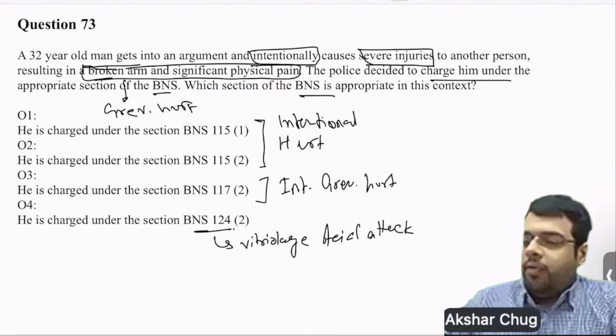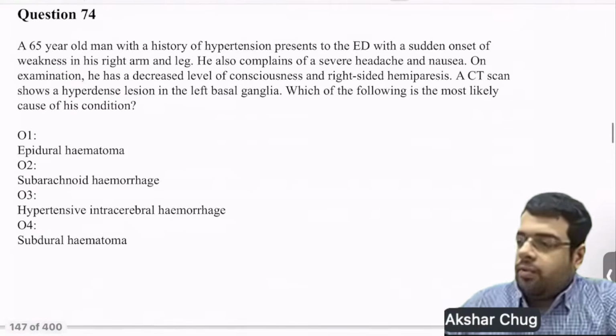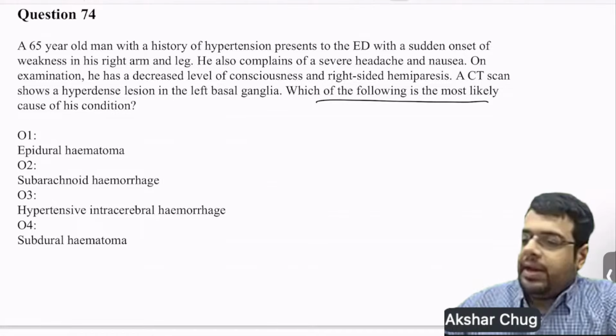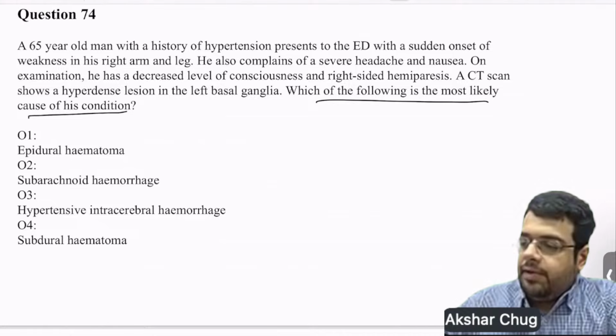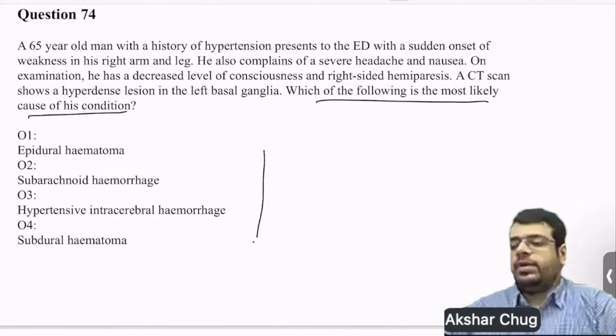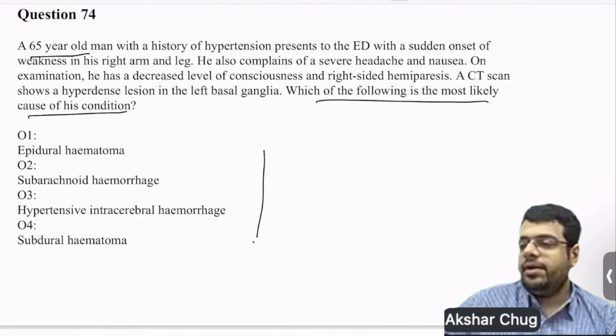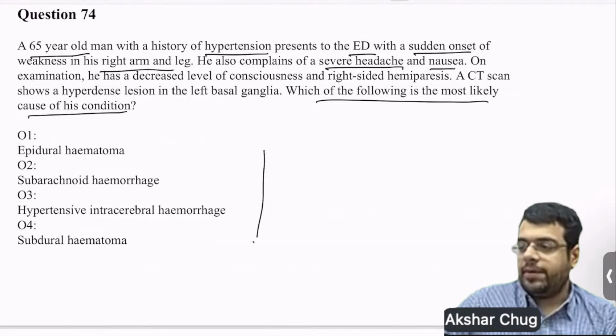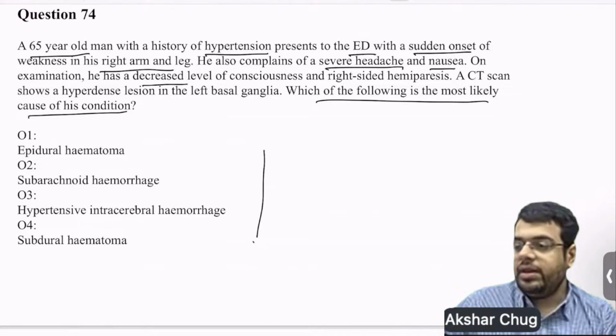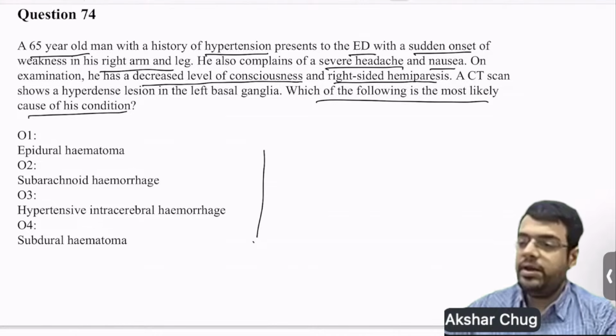Moving on to the next question. Which of the following is the most likely cause of his condition? And we are given some intracranial bleeds, right? Hemorrhagic bleeds. A 65-year-old with a history of hypertension presents in the ED with sudden onset of weakness of his right arm. He also complains of severe headache and nausea. On examination, he has a decreased level of consciousness and right-sided hemiparesis. A CT scan shows a hyperdense lesion in the left basal ganglia.